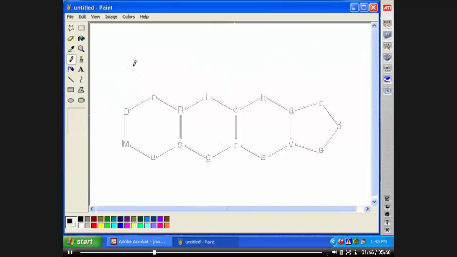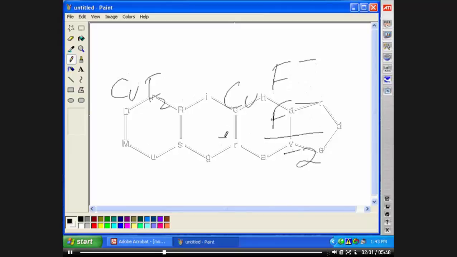Let's take a look and see what happens if we have CuF2. Cu, 2 Fs, negative, negative. The total here is -2, which means that the total positive has to be +2. What that means is the charge on the copper now must be 2 plus to match the negative charge we have on the fluorine. The name of this one would be copper 2 fluoride.